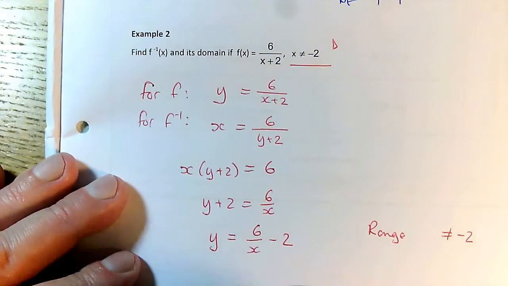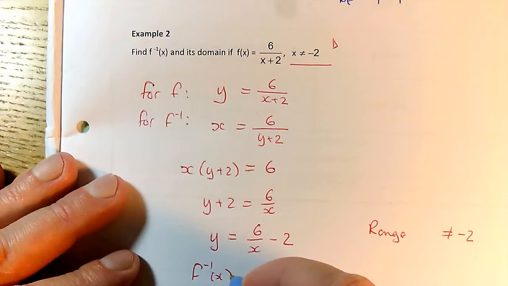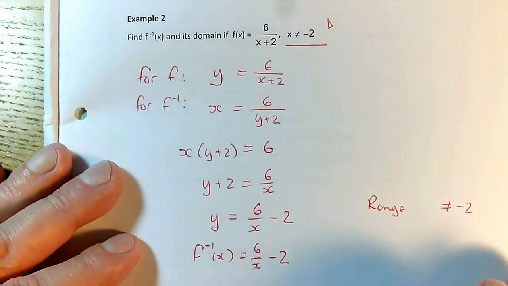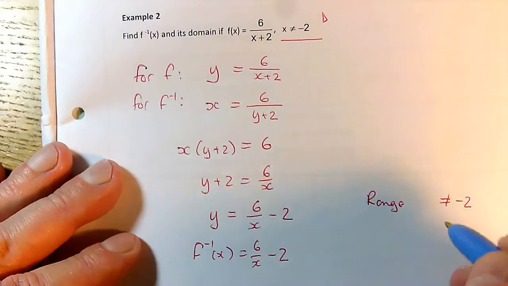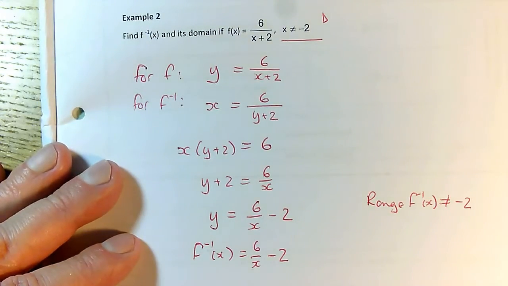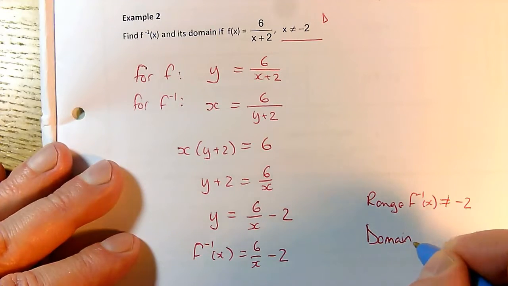Oh, I didn't quite finish this off. This is y, but I need to call it f inverse of x to finish off the argument. Didn't quite finish my template there. Okay, now I'm all right again. So what does not equal to minus 2? Answer, f inverse of x. That's how we define ranges. But I want to say what the domain is. The domain is what values x can be.